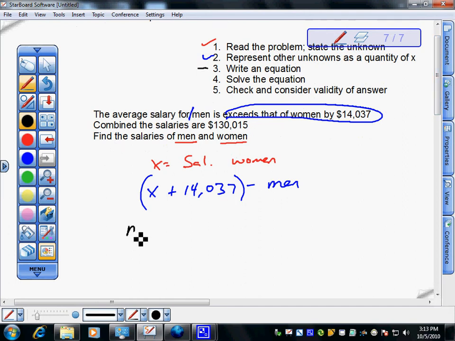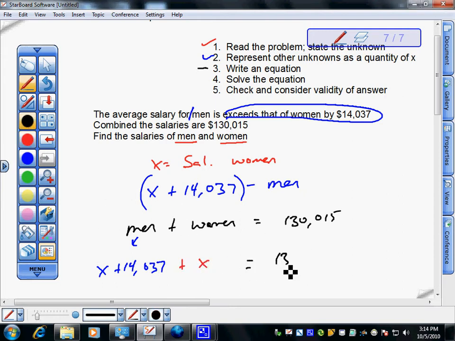So it's going to be the men plus the women equals 130,015. But I can't say men plus women equals this. I have to use the expression that works for it. So men, I'm going to replace with x plus $14,037. And for the women, I'm going to replace with an x, because that is the unknown that I've established for them.